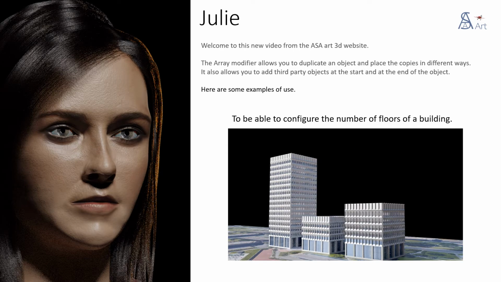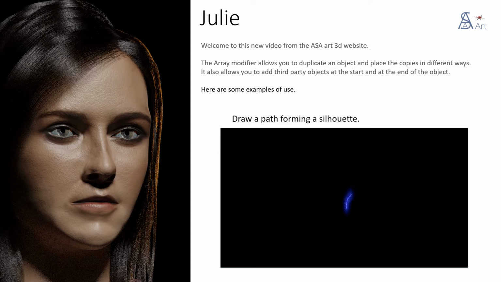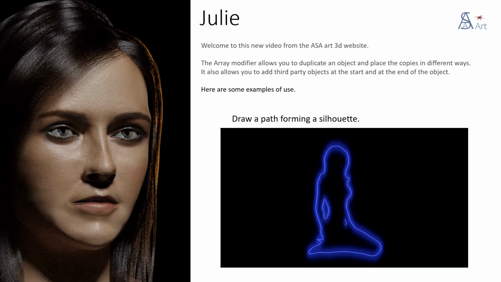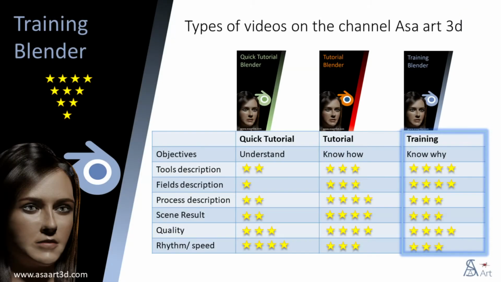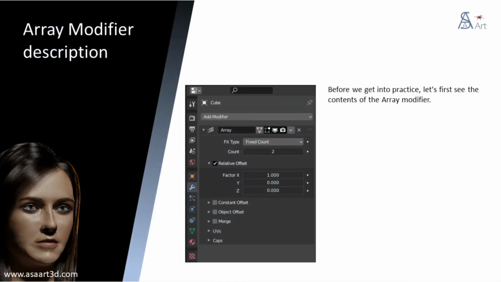The array modifier allows you to duplicate an object and place the copies in different ways. It also allows you to add third-party objects at the start and at the end of the object. You are watching a training video. Other types of videos are available on my site. Before we get into practice, let's first see the contents of the array modifier.